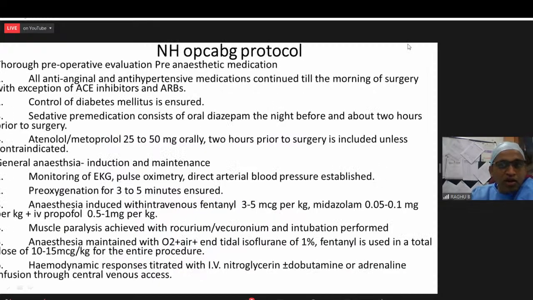And for off-pump surgery, all the general antihypertensive medication should be continued till morning, except ACE inhibitors, with control of diabetes. Sedative, atenolol or metoprolol has to be continued orally, 2 hours prior to this surgery, and GA with induction and maintenance.